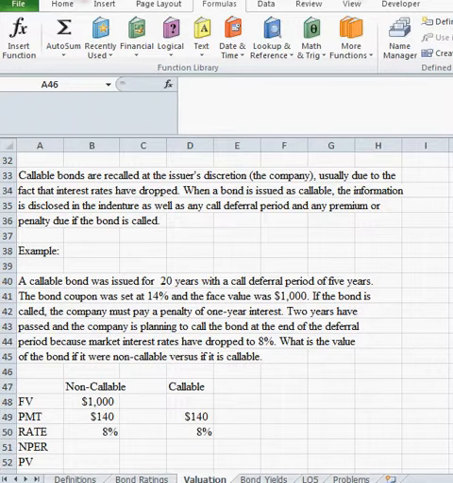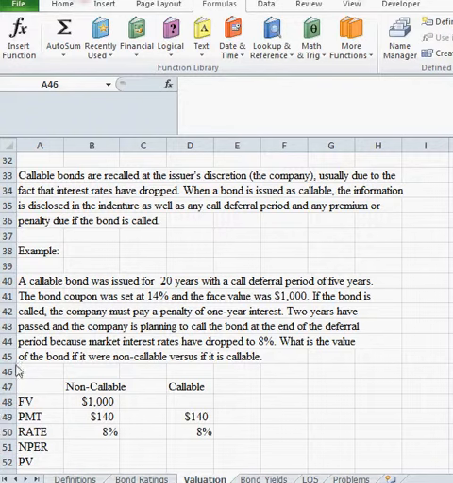So 2 years have passed, so they have 3 more years where they cannot call it in, but they're already knowing that they plan to call it in because interest rates have dropped to 8%. So what would the value of this bond be if it were non-callable versus if it is callable?